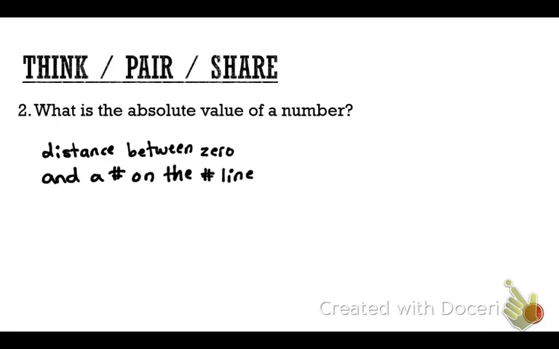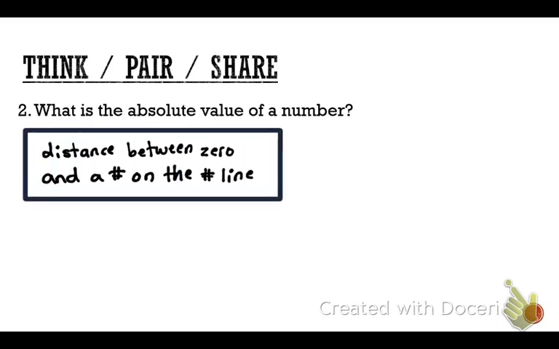How many of you had to go back and look at your definition in your notes? That's okay. That's why we have notes, is to help us out, okay? The absolute value of a number is the distance between 0 and a number on a number line. Can we ever have a negative absolute value? No, you cannot, okay? Next up.